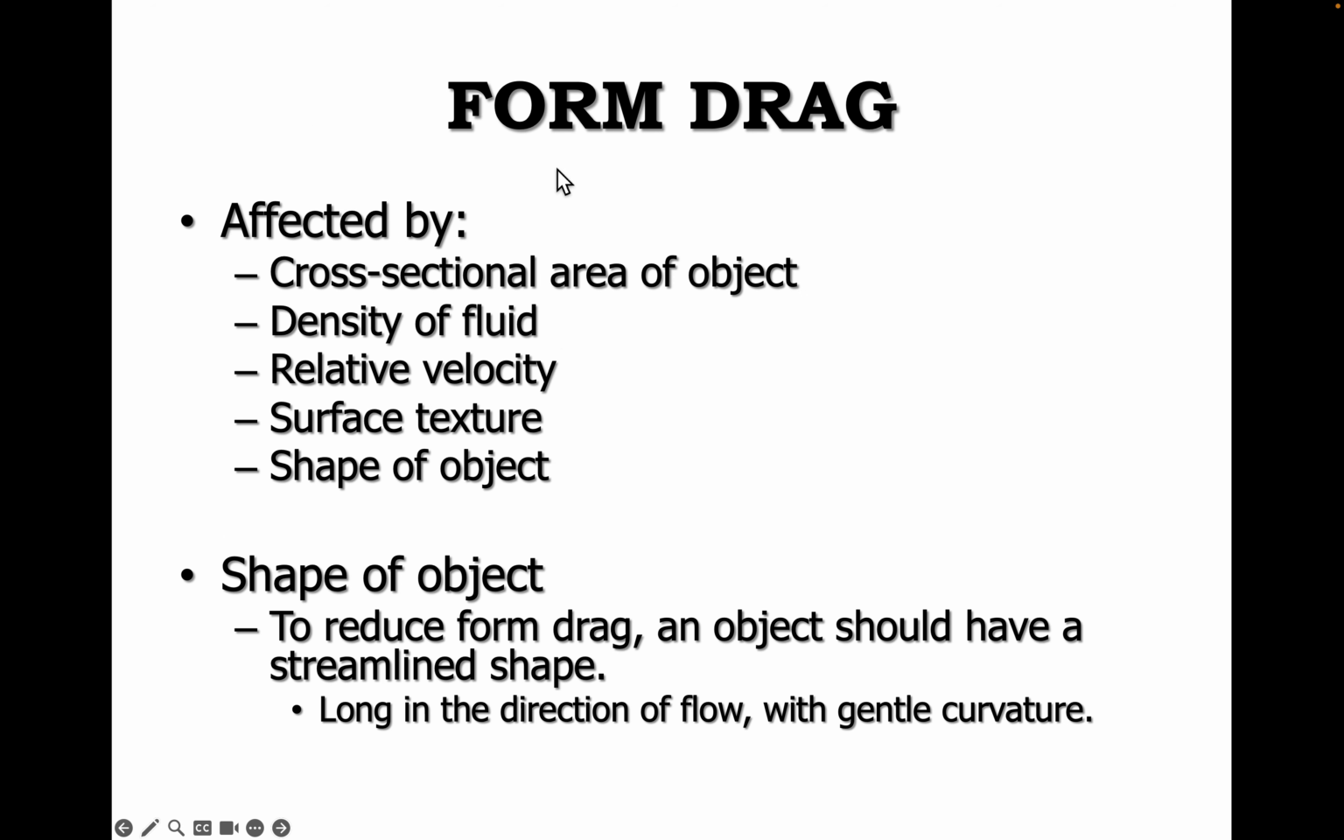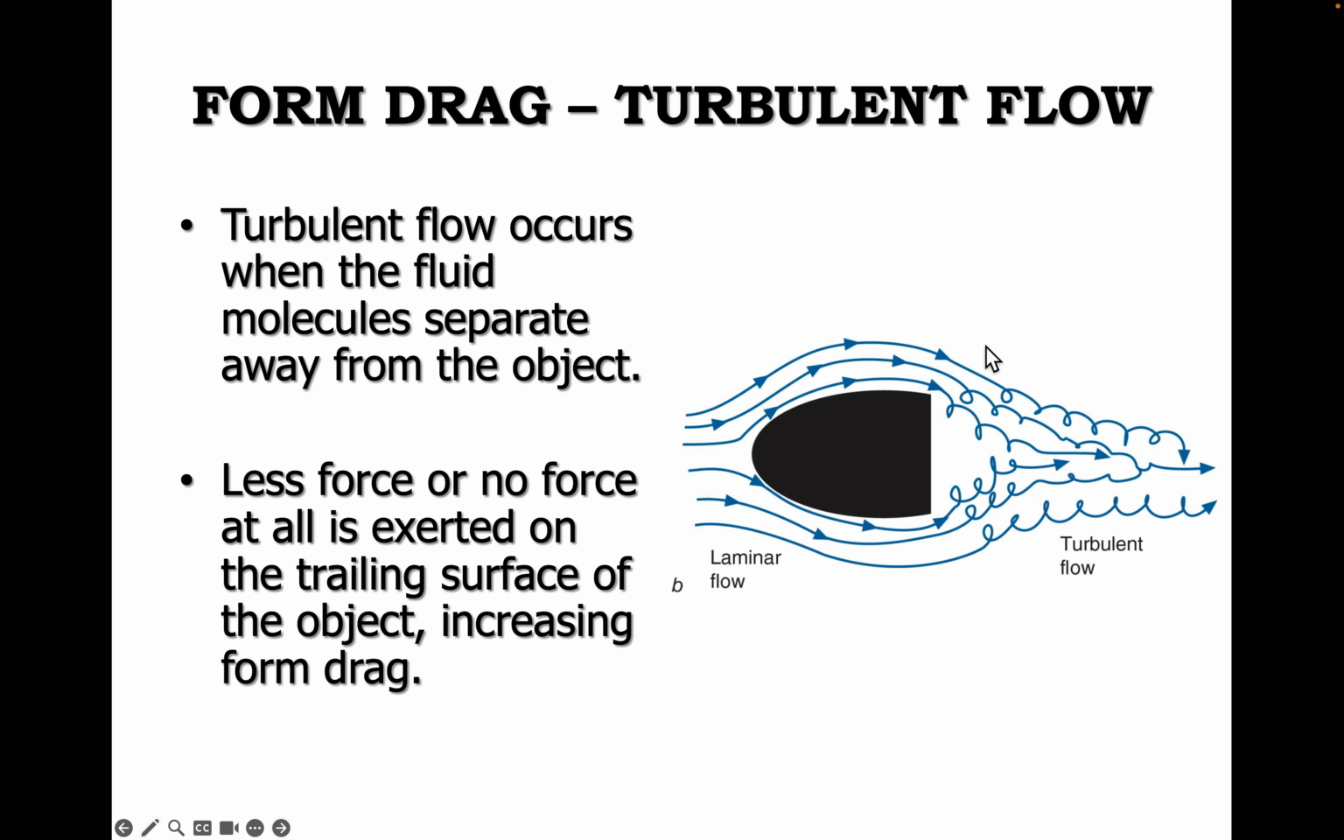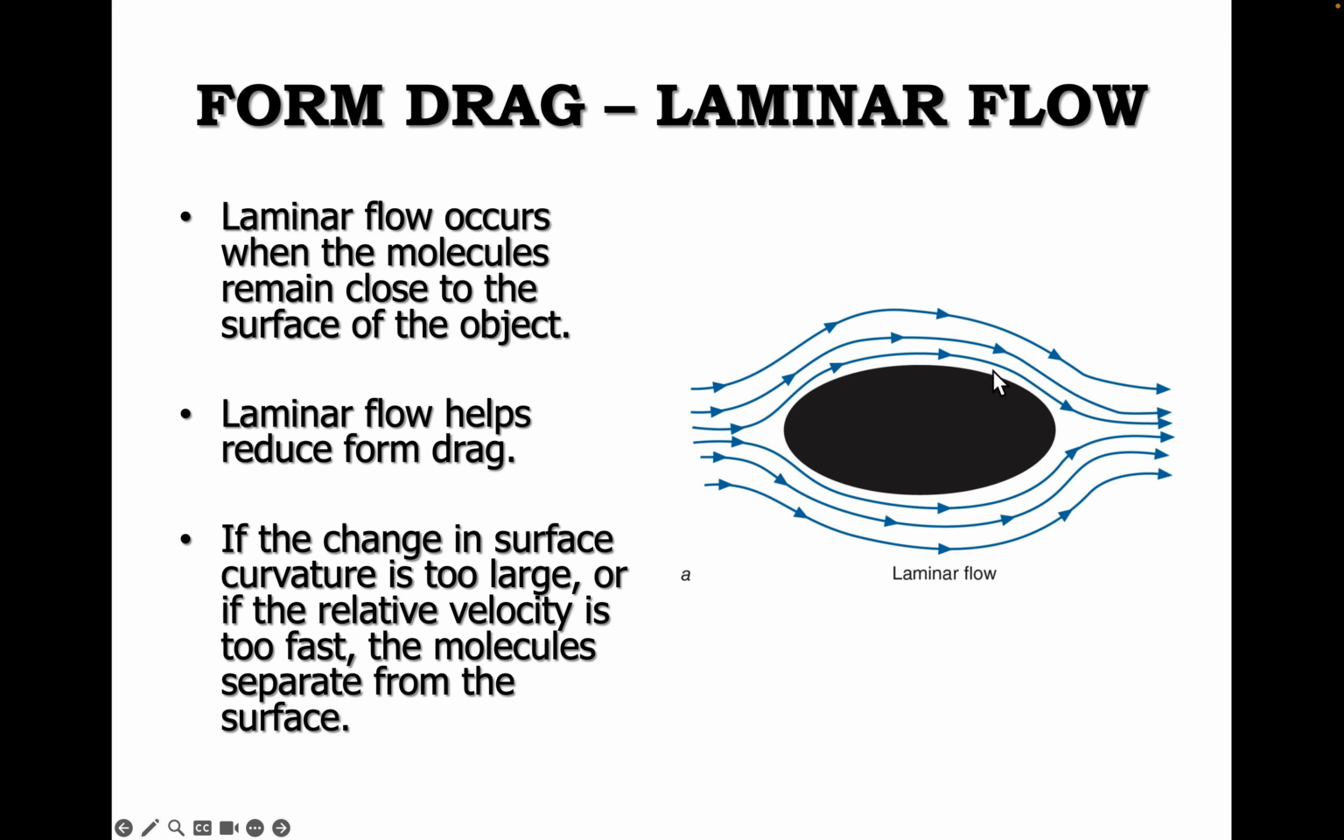So form drag is affected by the cross-sectional area of the object, density of the fluid, relative velocity, surface texture, and the shape of the object. And specifically with the shape of the object, if we want to reduce form drag, an object should have a streamlined shape. A streamlined shape is going to be long in the direction of the flow of the fluid with a gentle curvature. Not an abrupt curvature like this object shows right here. This would be an abrupt curvature. We want a gentle curvature. So notice this is gentle in the back.